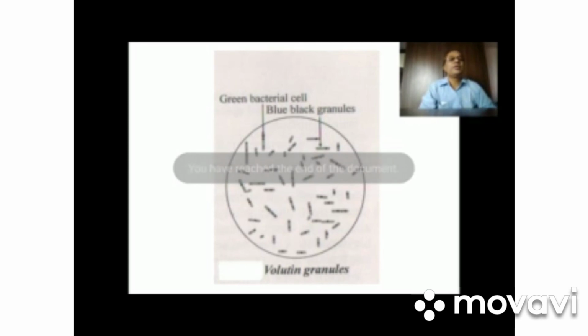So this is the end of this particular chapter of stains and staining procedures, which we have discussed in 4 different parts, and that is the completion of the topic stains and staining procedures.